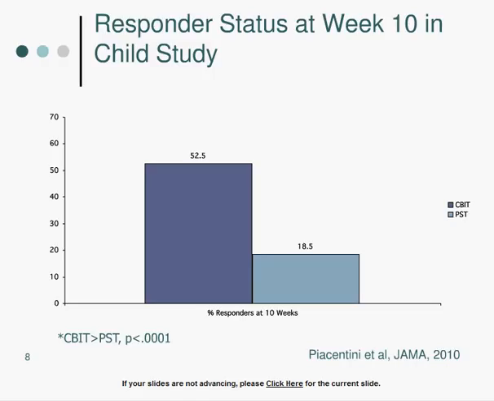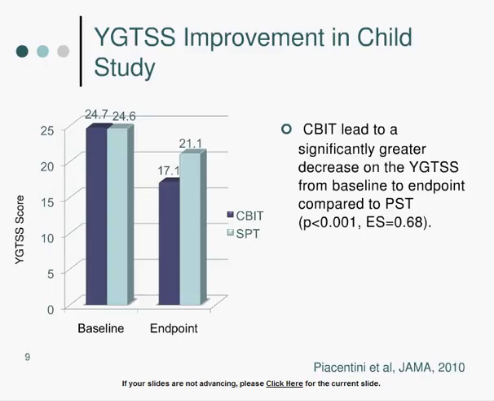And you can see that those patients in CBIT actually did quite a bit better. So 52.5% of the patients who participated in CBIT rated themselves as much or very much improved, and only 18.5% of the patients who participated in psychoeducation and supportive psychotherapy. So that was encouraging. And here is just another way of looking at the same data.